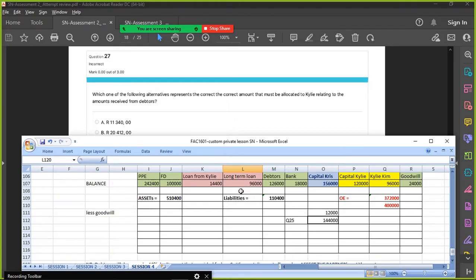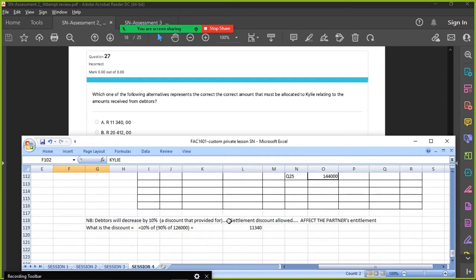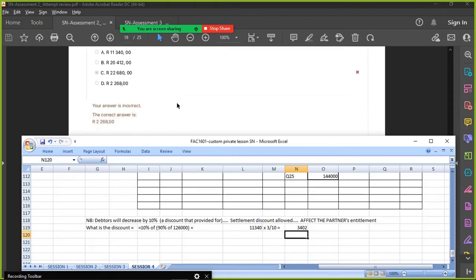Okay, so the amount that's allocated to Kylie. So how much does Kylie get? Kylie gets 3/10. So you would allocate 3,402 to her. Okay, they're going with 2268. Ooh, that's also not right.